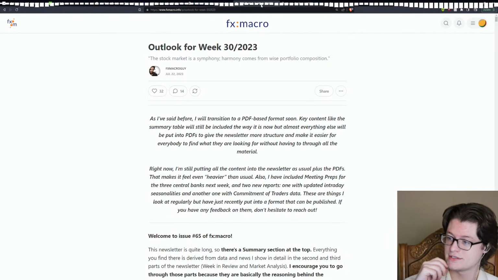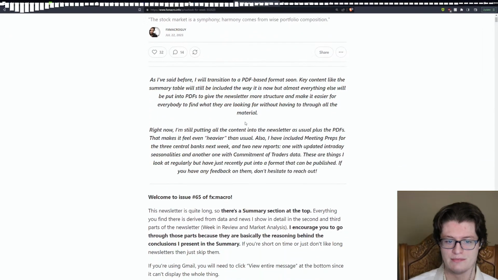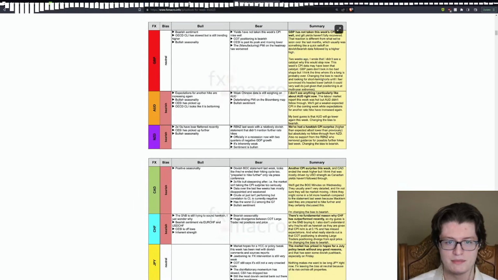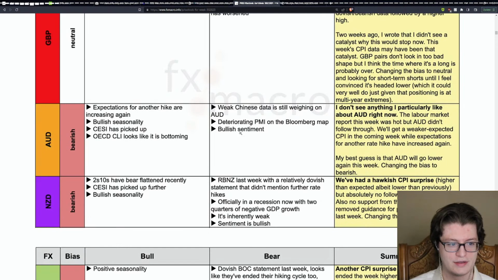I posted this in the Discord. FX Macro guy, he's been absolutely amazing every single week posting these outlooks. His commentary on Australia is bearish. Same thing for New Zealand. Bearish.